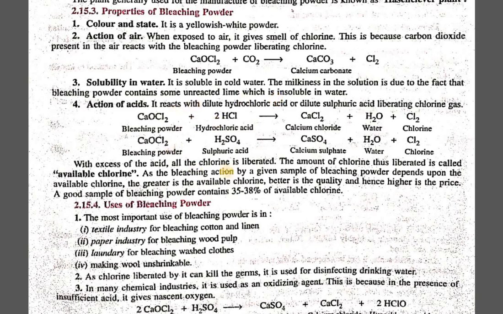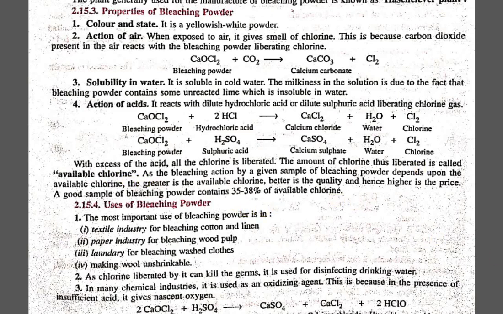Now the next is the action of acids, where you can see there is the formation of the corresponding salt along with water and chlorine gas. With excess of the acid, all chlorine is liberated, and the amount of chlorine thus liberated is called available chlorine.